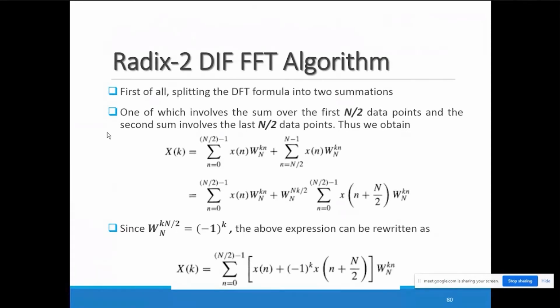Okay, let us continue. One of which involves the sum over the N by 2 data points. So first we start with the sigma n is equal to 0 to N by 2 minus 1. Second, here you are taking N by 2 minus 1. So next will be n is equal to N by 2 to N minus 1.